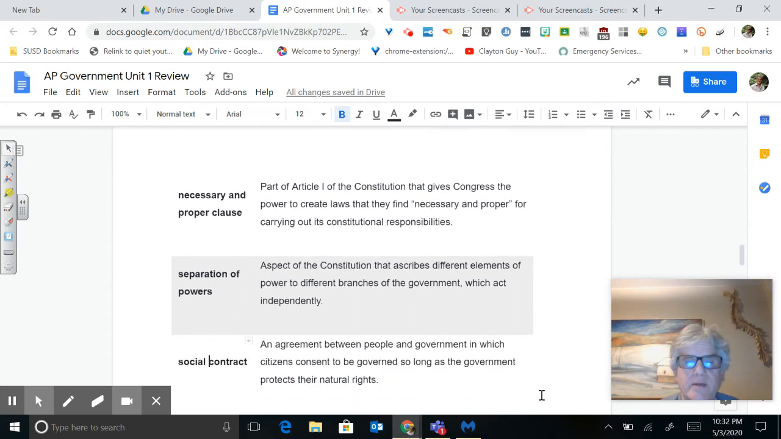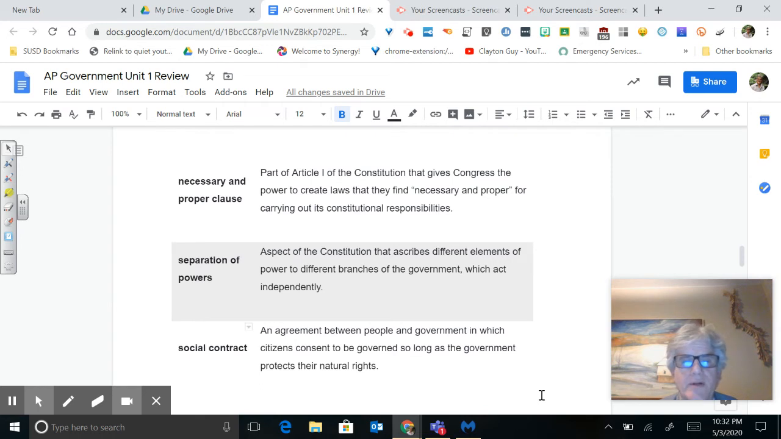Separation of powers is the aspect of the Constitution that ascribes different elements of power to different branches of government which act independently. So each branch, the legislative, the executive, the judicial, have their own spheres of influence, their own powers. So the legislative branch basically makes laws, and they make laws based on taxing, borrowing, commerce, Washington, D.C., the military. The executive branch enforces laws. The president has the power to do a State of the Union, to appoint ambassadors, department heads, to get advice from the departments, to make treaties.